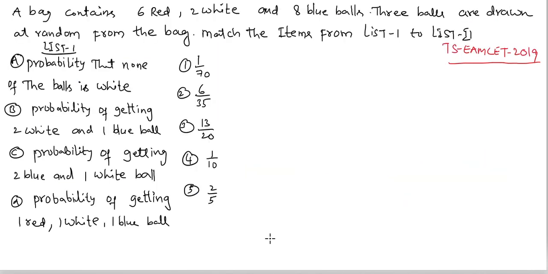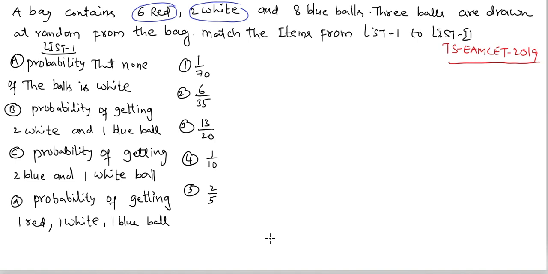A bag contains 6 red and 2 white balls and 8 blue balls. 3 balls are drawn at random from the bag. Match the items from list 1 to list 2. This is TSMCET 2019 question. Here is first question. Probability that none of the balls is white.